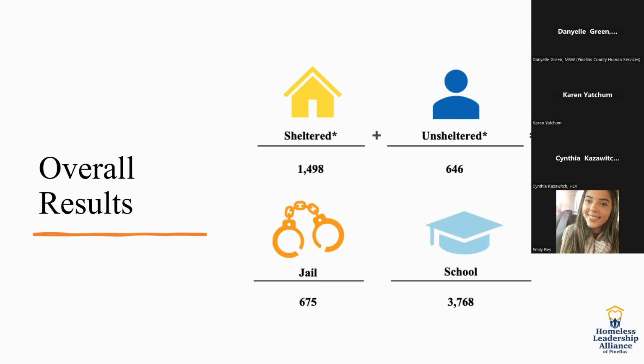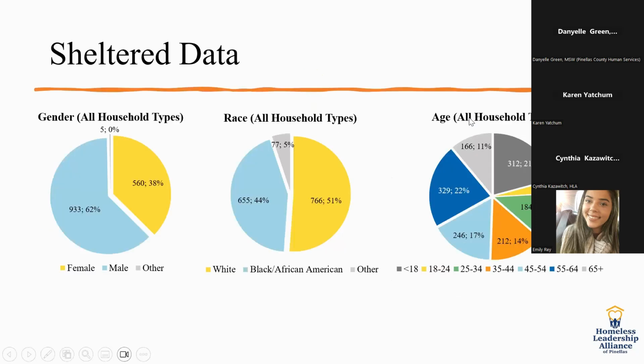So this school data was not from one single point in time and may overlap with jail or sheltered or unsheltered data. Same with the jail, that data could potentially overlap with the sheltered and unsheltered, but what I can say for certain is that of the 2,144, all of those are deduplicated and represent individual people. So there's no overlap between the sheltered and unsheltered counts. And then next slide, please.